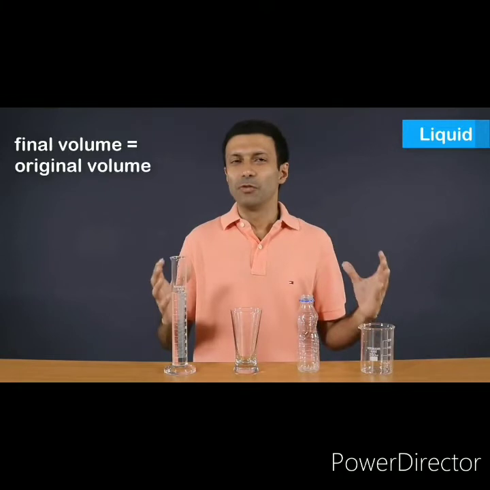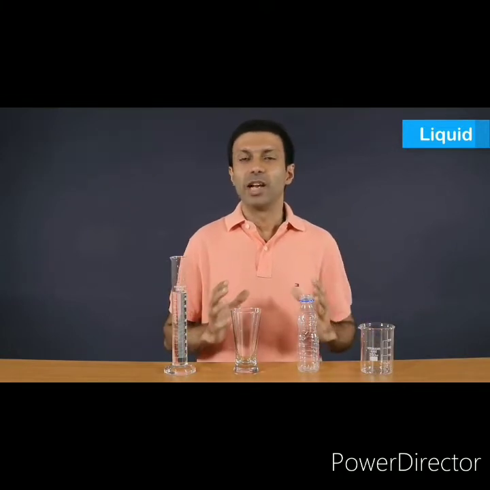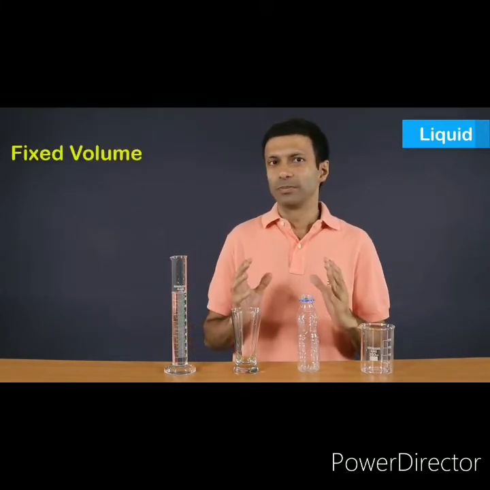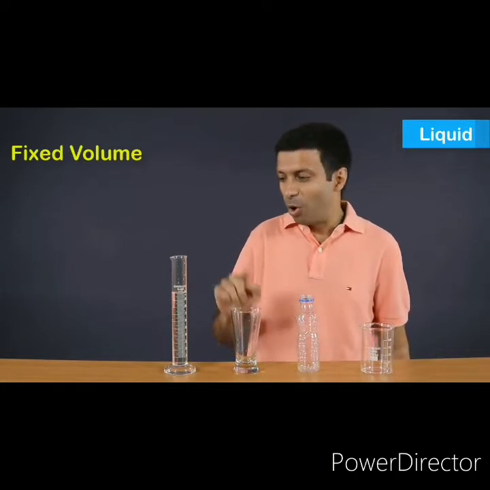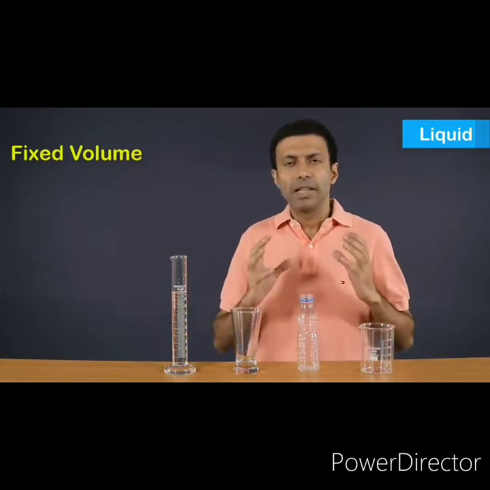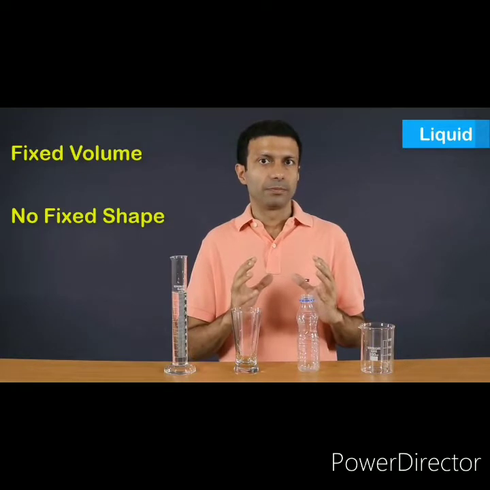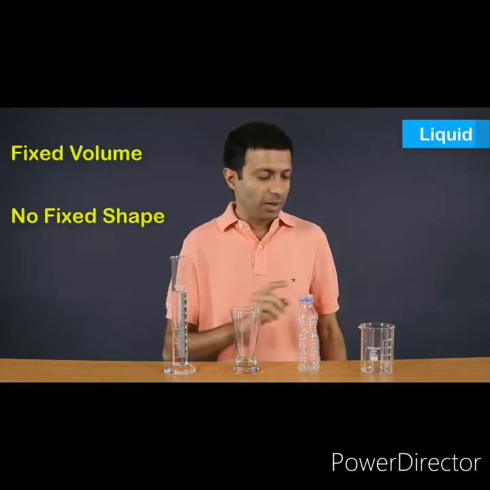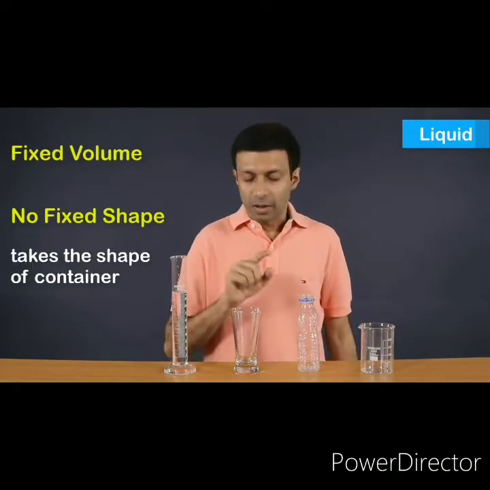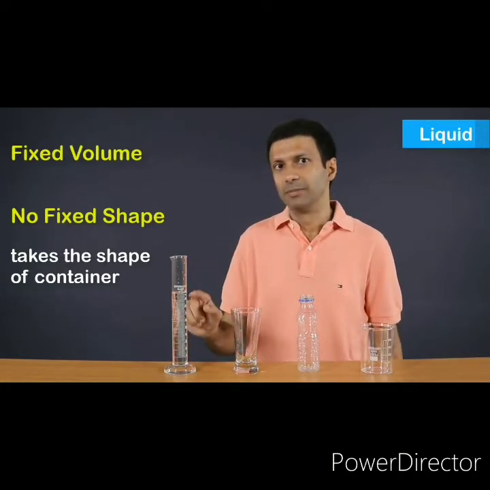So what's the conclusion from our experiment? Liquids have a fixed volume. It was 100 ml all the way through. But they don't have a fixed shape. As you saw in the experiment, the liquid takes the shape of the container it is put in.